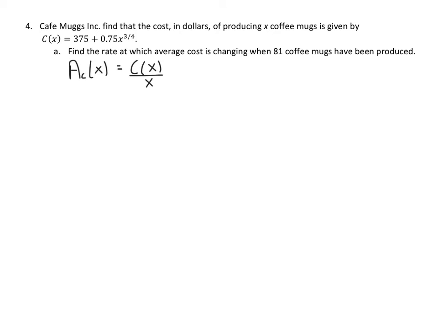So let's look at this example. Cafe Mugs Incorporated finds that the cost in dollars of producing x coffee mugs is given by the following function C of x. We want to find the rate at which average cost is changing when 81 coffee mugs have been produced. Well, we've defined the average cost function to be C of x, the cost function, divided by x, and that'll give us the average.